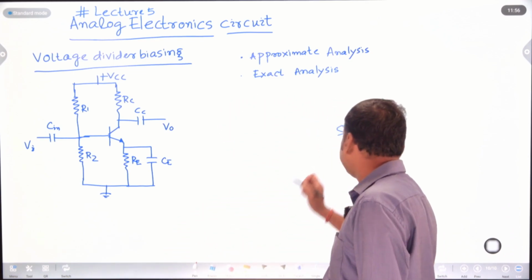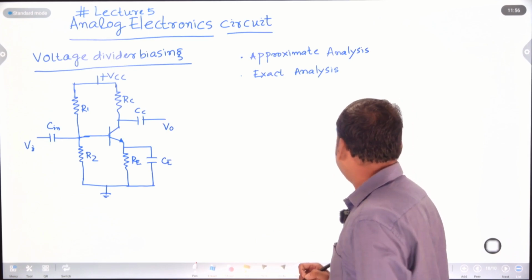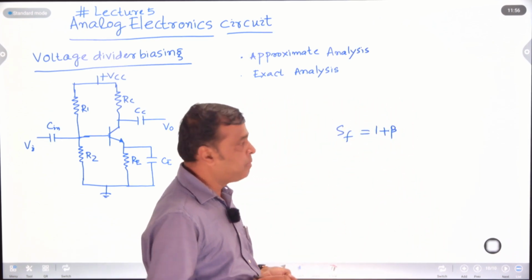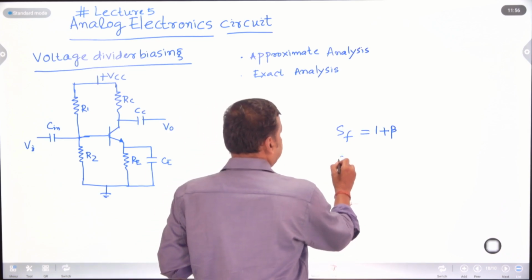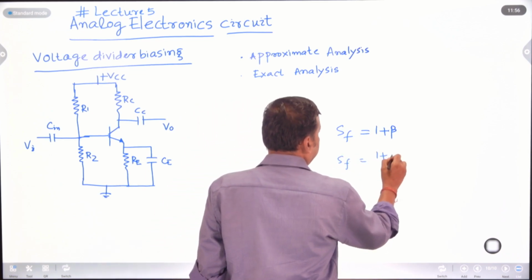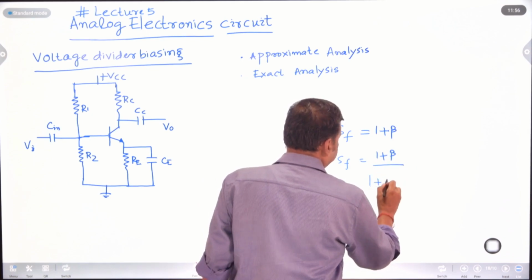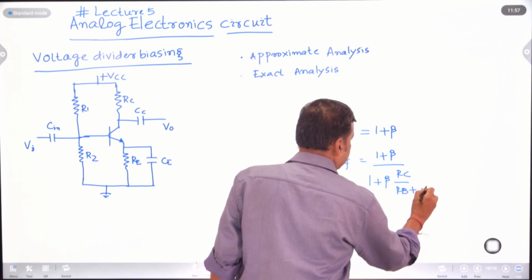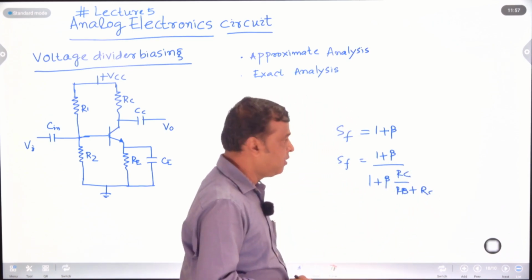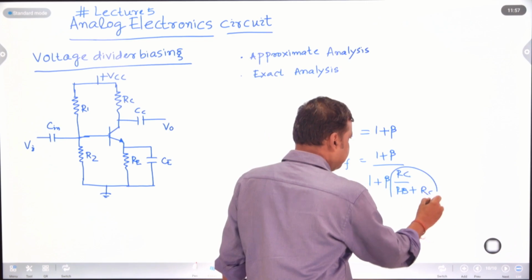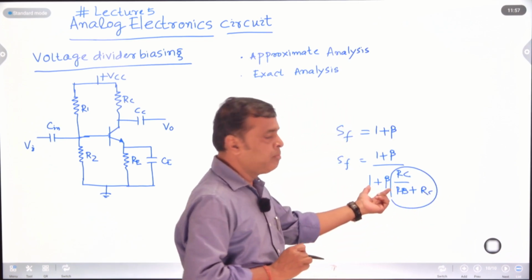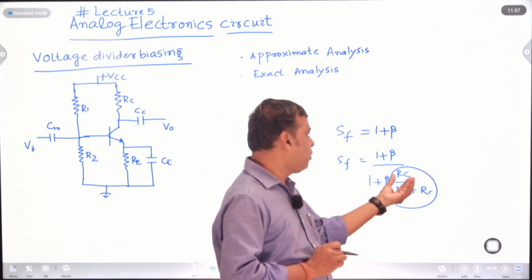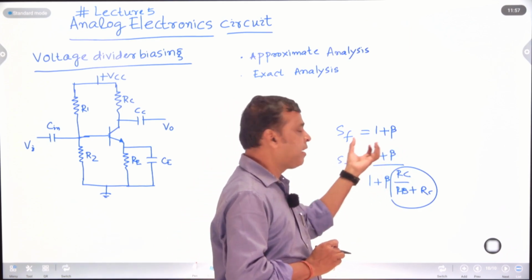In the case of fixed biasing, as I told you in the previous lecture, SF equals 1 plus beta. In the case of collector to base bias or feedback bias, the stability factor SF equals 1 plus beta divided by 1 plus beta times RC by RB plus RC. Here RC is the feedback resistor, and this value provides the stability. The value of RB is much greater than RC from the design point of view. If the value of this factor is more, overall the stability factor will be less.